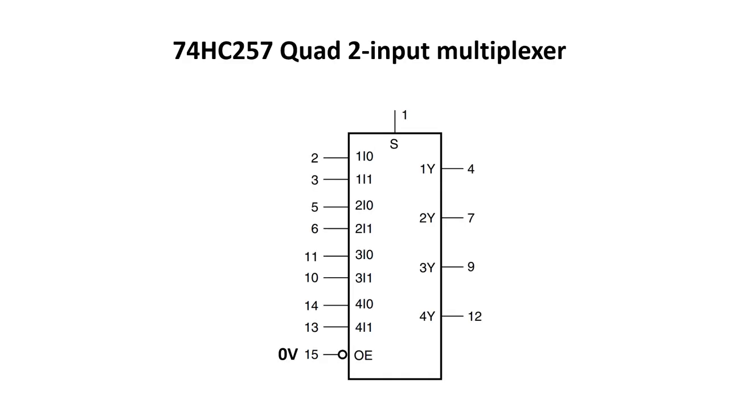One way to implement this sort of logic is to use the 74HC257. This is a quad two-input multiplexer. When clock 2 is low, the signal on pin 2 goes to pin 4, and the signal on pin 5 goes to pin 7.